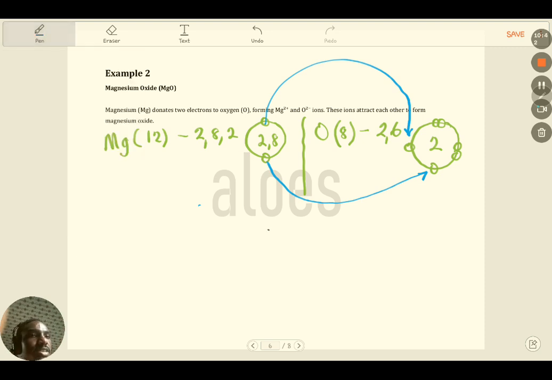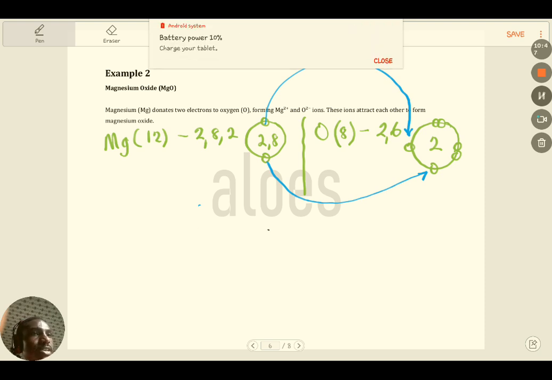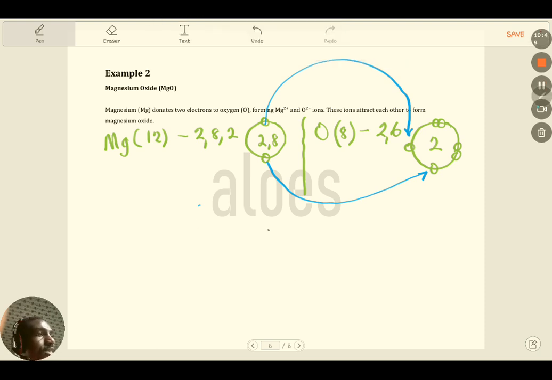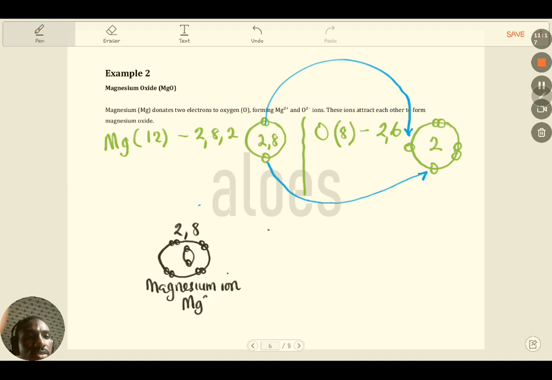Are we together? Okay, so let me bring it together. So the magnesium ion now becomes 2, 8. You know, it has lost that electron in the outer shell, so I can maybe draw it this way. 1, 2, then I can draw 1, 2, 3, 4, 5, 6, 7, 8, which is complete. So this is the magnesium ion, and that is also the Mg2 plus, right?